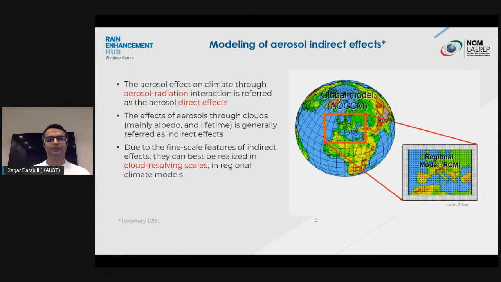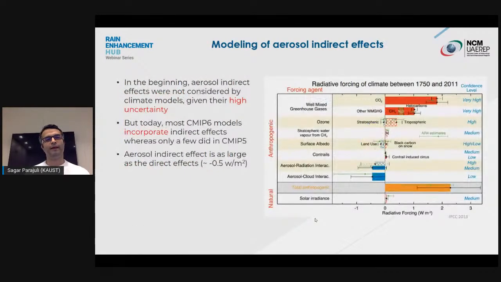And due to the fine scale features of indirect effects, they can best be realized in cloud resolving scales in regional climate models. In the beginning, aerosol indirect effects were not considered by climate models, and this is due to their high uncertainty. But today, most CMIP6 models incorporate indirect effects, whereas only a few did in CMIP5. Clearly, if you look at this picture on the right, the aerosol indirect effect is as large as the direct effect, although the uncertainty of aerosol cloud interaction is still very high.